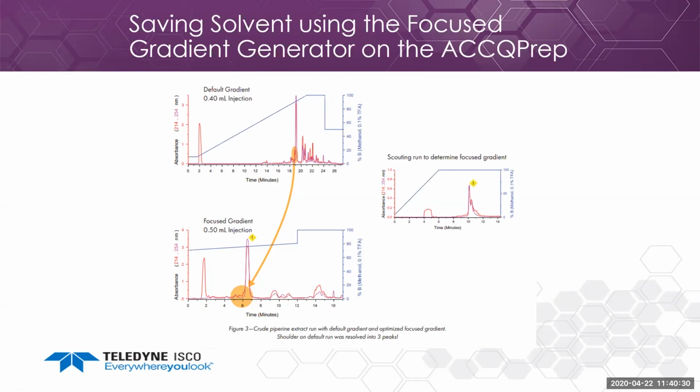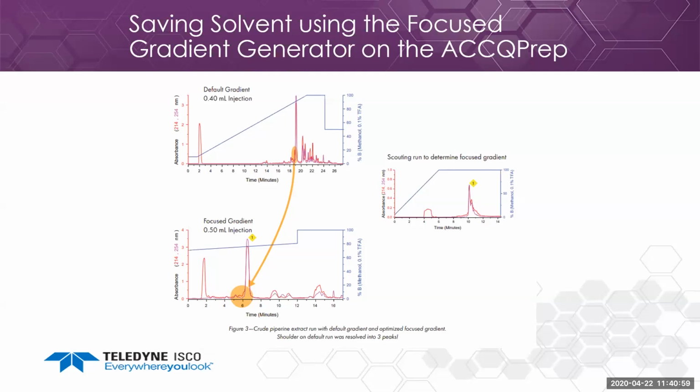So if you were to run a default gradient from 10 to 100% methanol and TFA, basically the compound is not moving during about probably 80% of that separation. It's either sitting at the top of the column or it's already off the column. So 80% of that separation, that gradient time, is wasted.